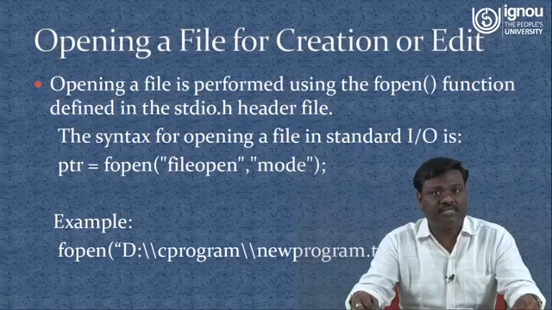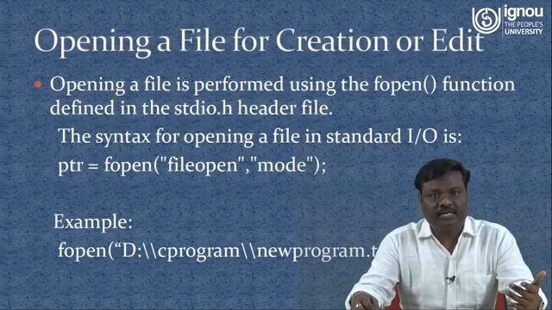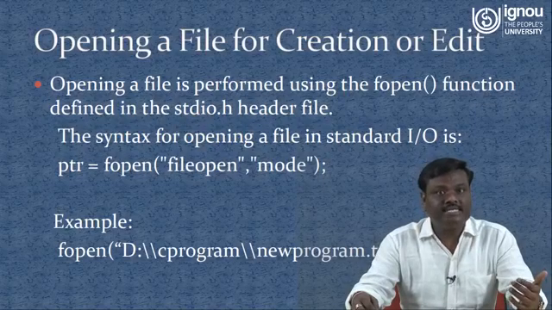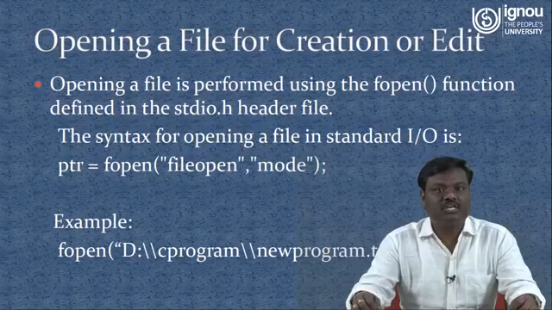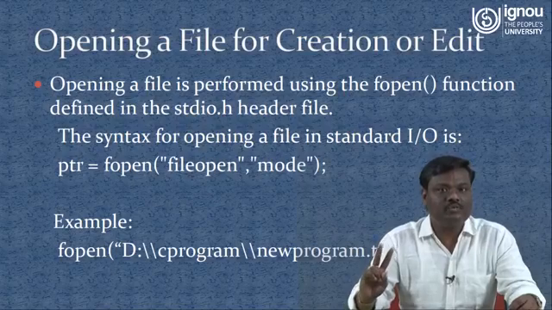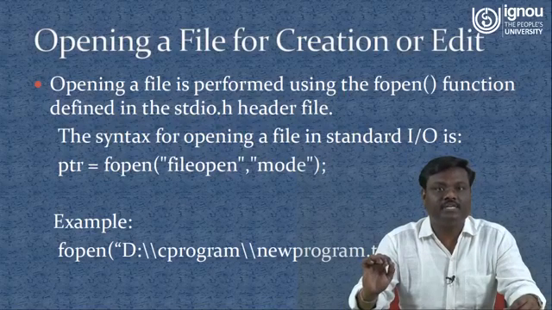So what else you have to write? The exact syntax is: you declare a file pointer for that file, and that pointer is equal to the fopen function with the arguments within double quotes, the file to be opened and then the mode. You can see two arguments are a must. The first argument specifies the location, and the second argument mentions the mode.